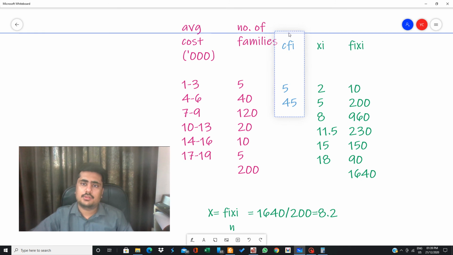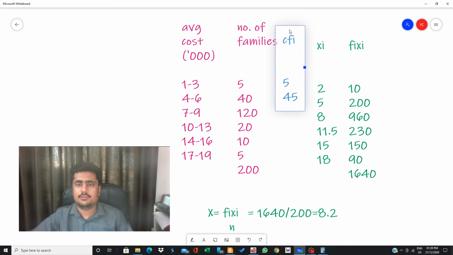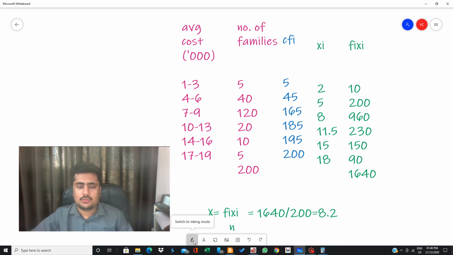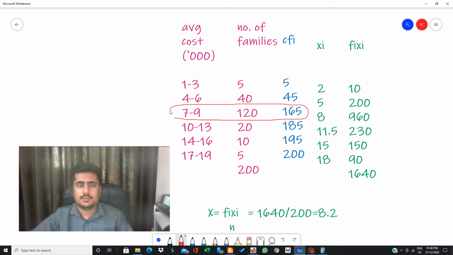Let us calculate the CF. It's 5, 45, 165, 185, 195. So your 100 belongs to this class. So here my frequency will be this. My cumulative frequency will be this.